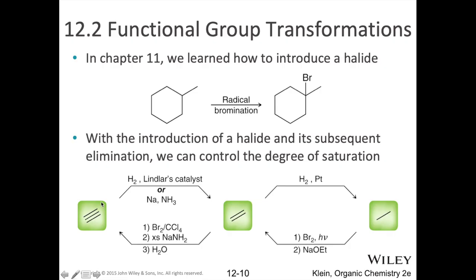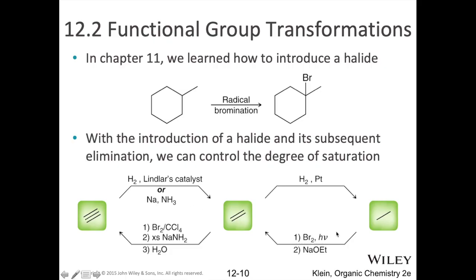Though that would take your alkyne all the way to an alkane. So if you want to stop at an alkene, you would have to use a poisoned catalyst like Lindlar's catalyst, or use the dissolved metal reaction. And again, there are stereochemistry considerations here as well. This would give you the cis addition, the syn addition. This would give you the anti addition. So something to keep in mind.